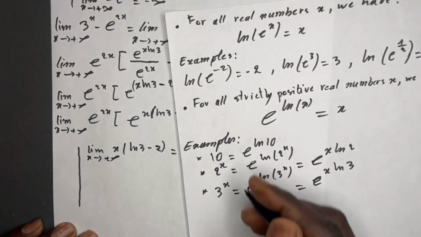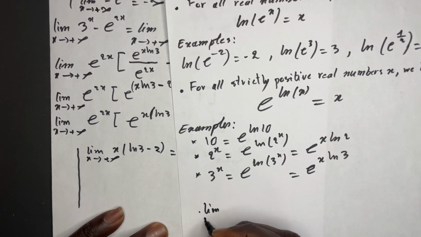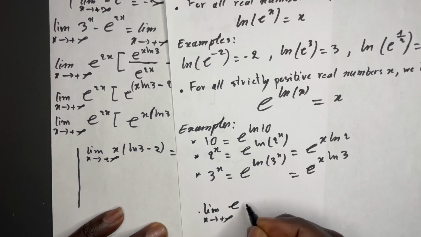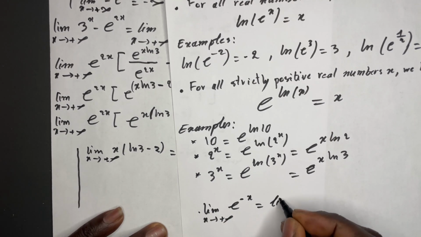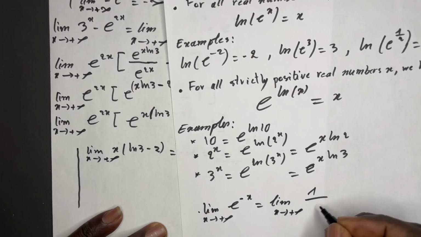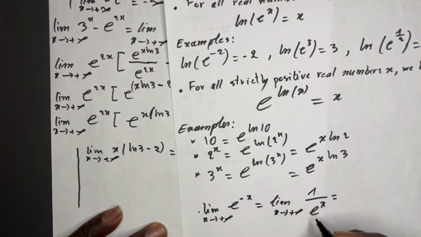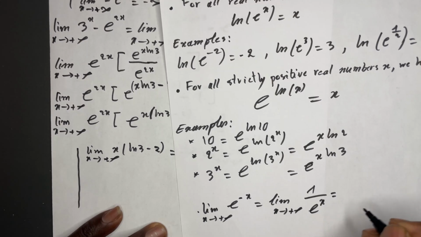Let me give you an example. The limit as x approaches infinity of e to the power of negative x, this is the same thing as the limit as x approaches infinity of 1 over e to the x. As x approaches infinity, we know that e to the x goes to infinity. 1 divided by infinity, that's going to give me 0.